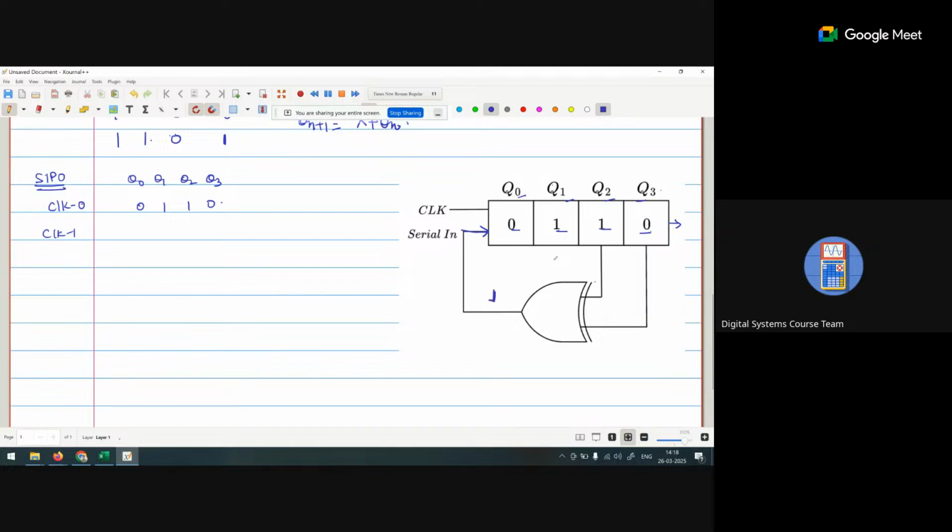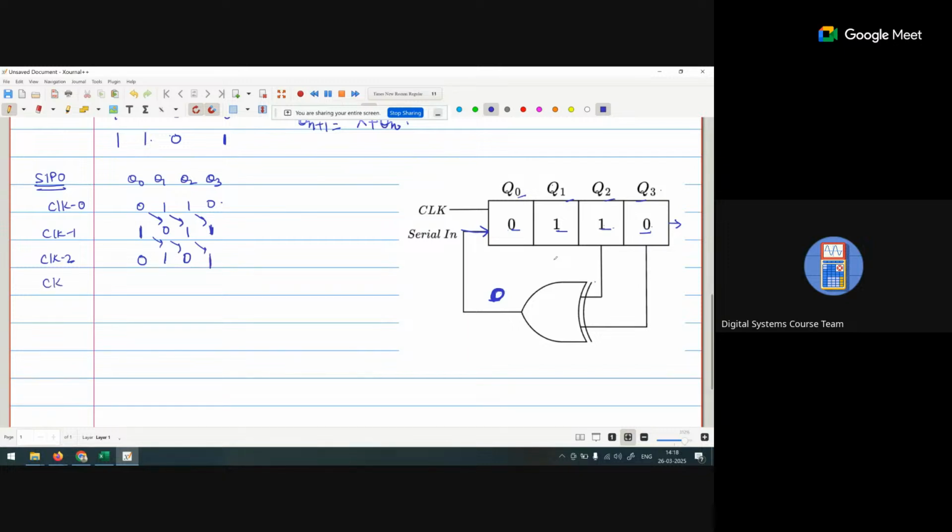So here we are getting a 1 because it is XOR. So 1, 0 XORing is 1. Now this 1 will be going inside the Q0. So Q0 is now 1, and all other data will be shifted: 0, 1, and 1. In clock 2, 1, 1 is applied. XORing of this, we are getting a 0 here. Now 0 is going to Q0. Rest of the data will be shifted.